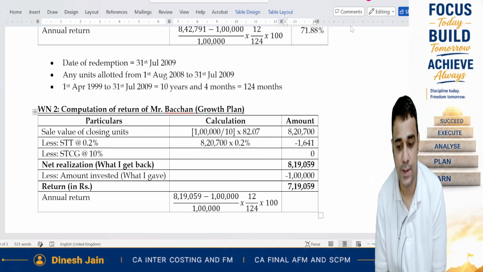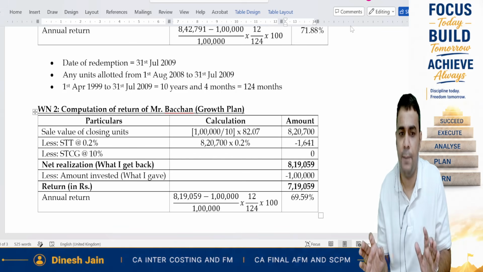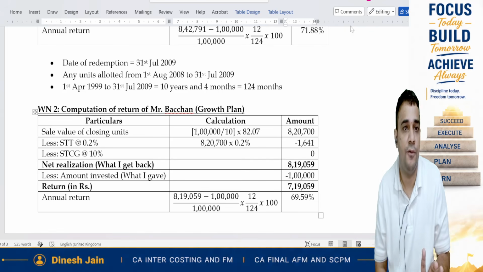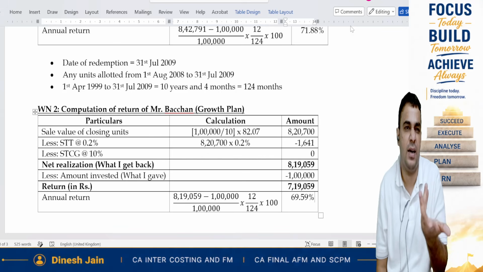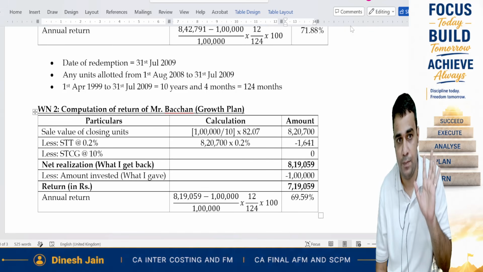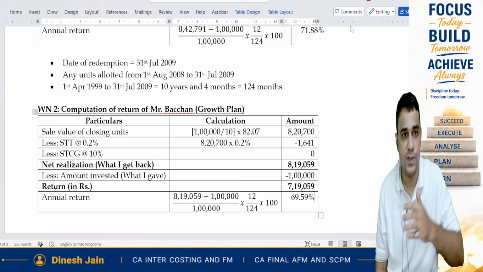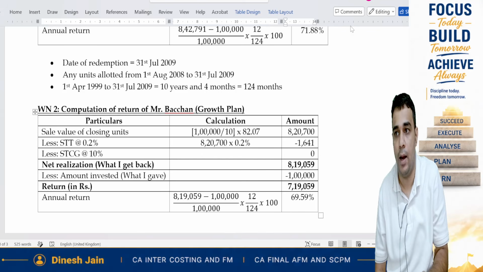Can you tell me the answer here? 69 point. Ideally in the practical world, all three will be very close to each other. The question framing, they may frame it a little differently, but otherwise all the three will be very close. Any doubts on this? Understood? Reinvestment plan will take time, so I'm not getting into the reinvestment plan now.